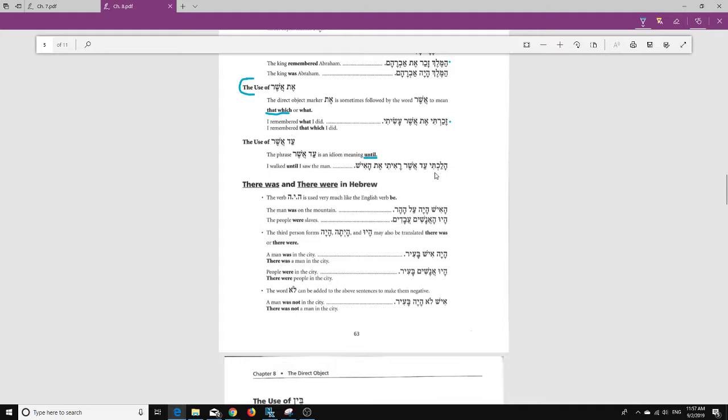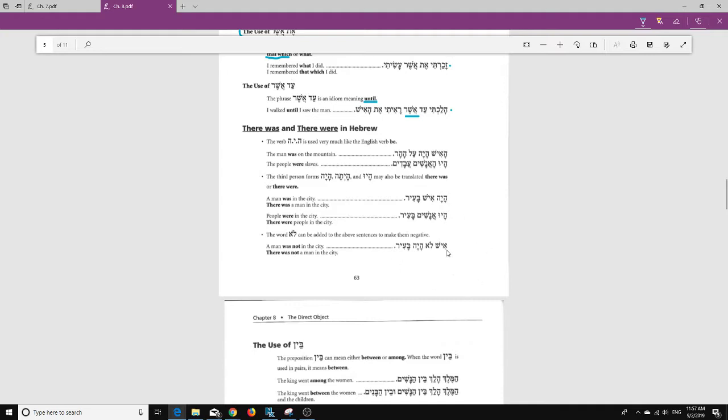If you are translating and something doesn't make sense, remember this asher can kind of do some funny things sometimes, and so ad asher just means until. So let's translate this. Halakti ad asher ra'iti et ha'ish. So I walked until I saw the man. Okay?